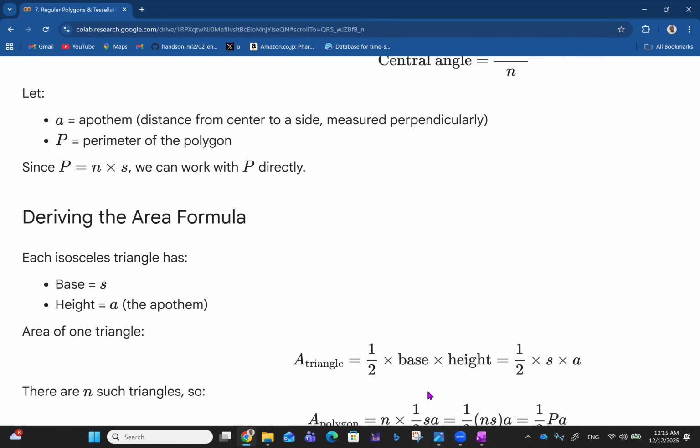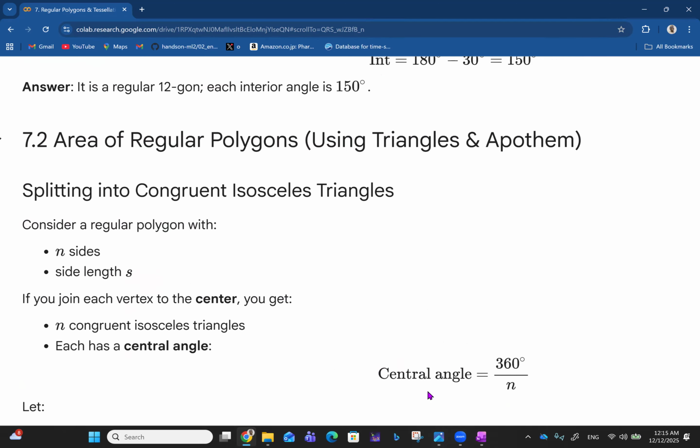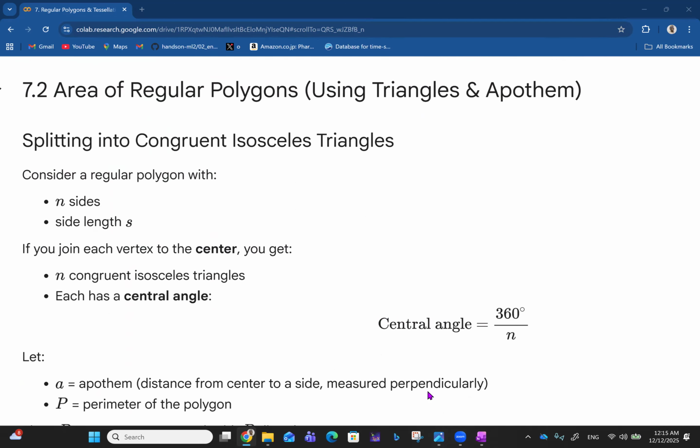Okay. So next, let's talk about the area of regular polygons using triangles and the apothem. First of all, we want to split the polygon into congruent isosceles triangles. Consider a regular polygon with n sides and side length s. If you join each vertex to the center, you get n congruent isosceles triangles. The central angle is 360 degrees divided by n.